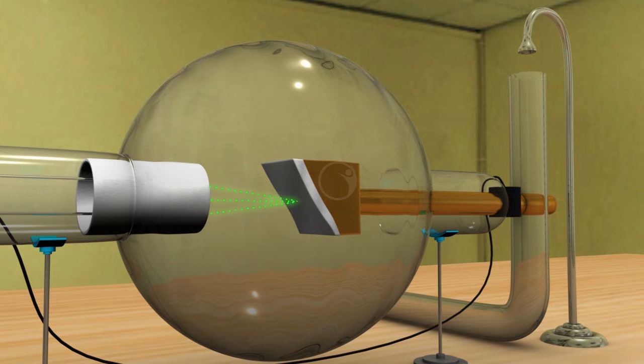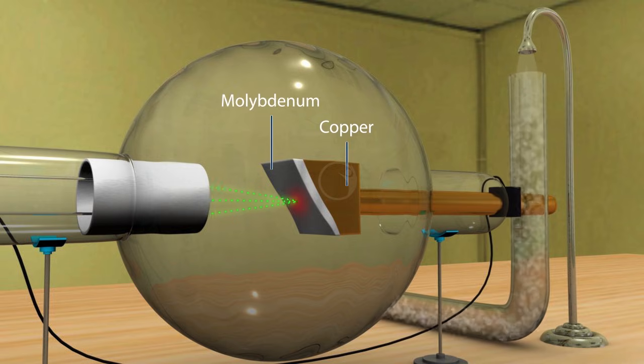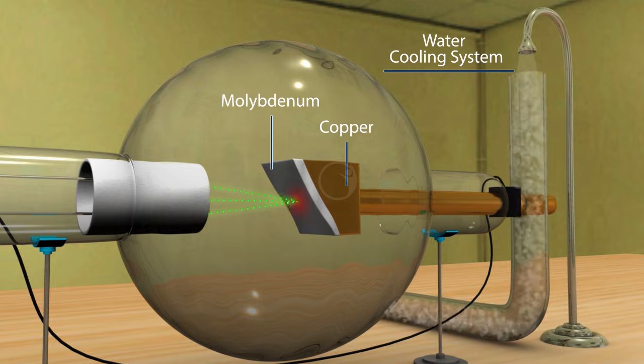The target is made up of a copper block in which a piece of tungsten or molybdenum is fixed. High thermal conductivity is needed to carry away the heat generated to the cooling setup. Here we use copper, which is a good conductor of heat and can take the heat away from the molybdenum metal towards the water cooling system.